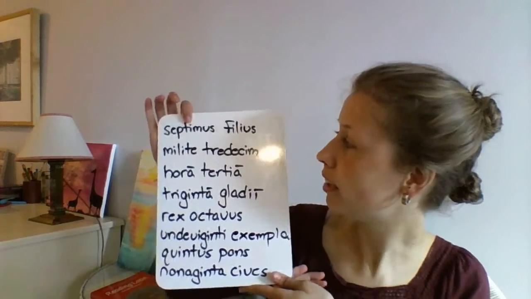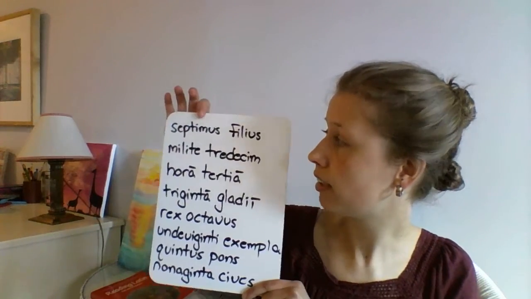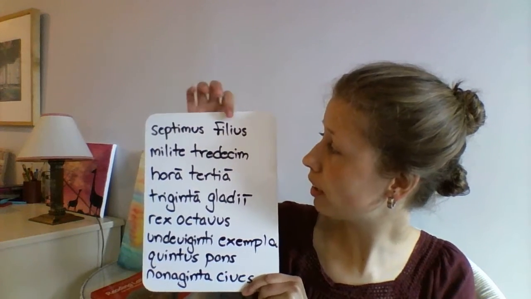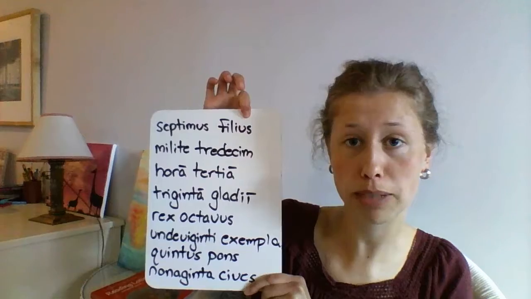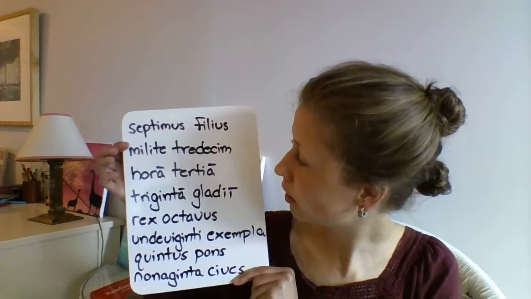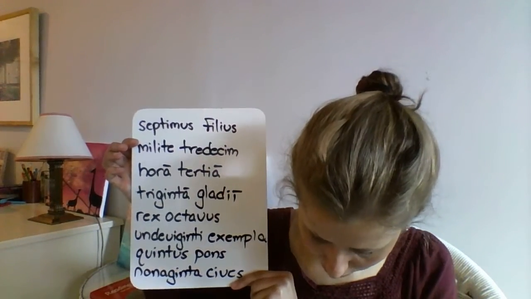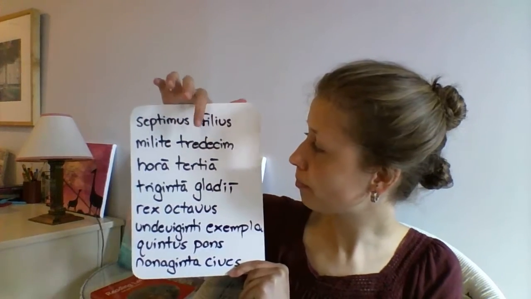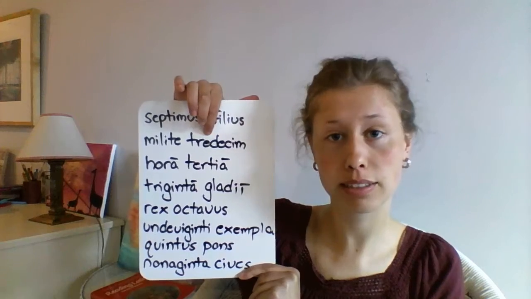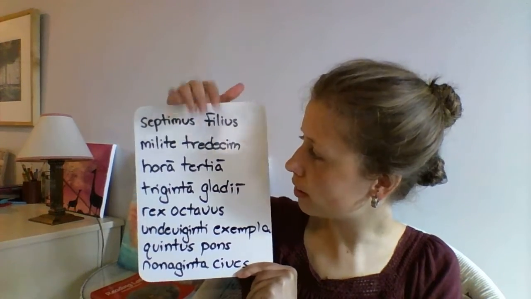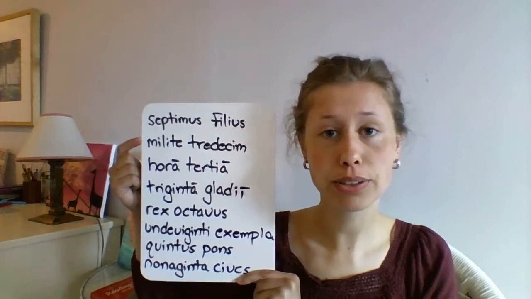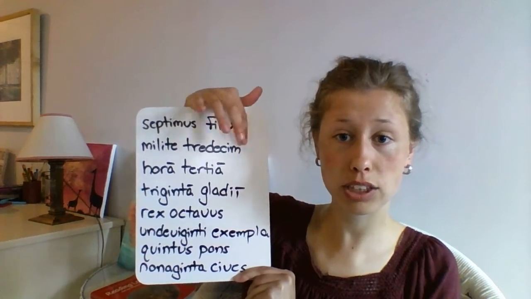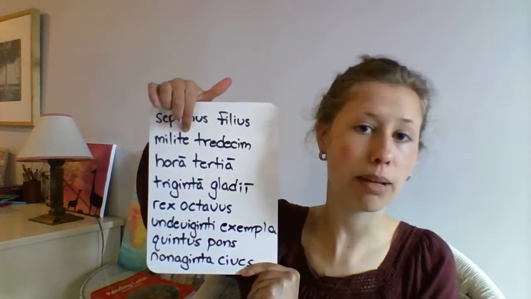So we have septimus filius, the seventh son. Septimus, us, agreeing with filius, us, both masculine, singular, nominative. That should be milites, plural. Tredecim. Tredecim means 13, 3, 10, 13. Milites is soldiers, so 13 soldiers. Tredecim does not agree, there's no adjective ending there, but it's obviously describing soldiers here.